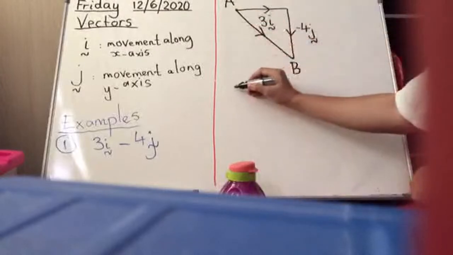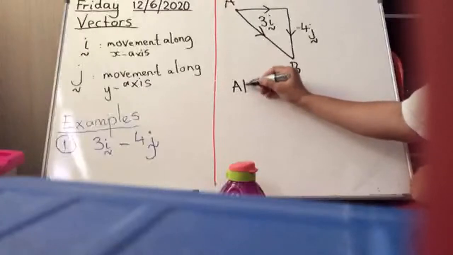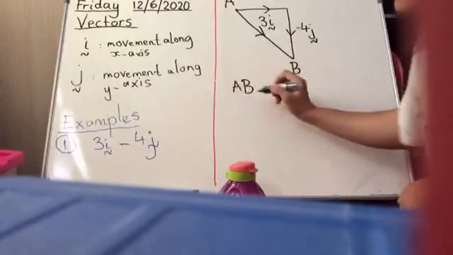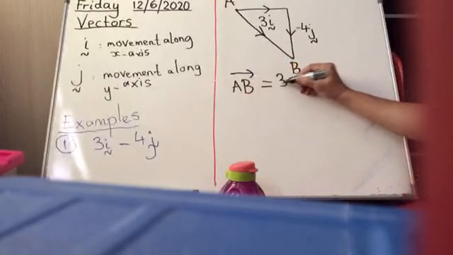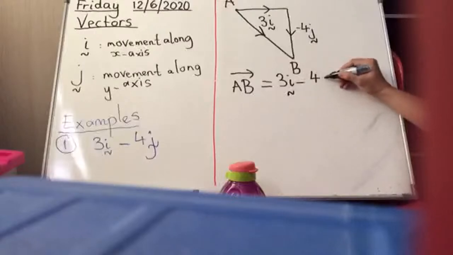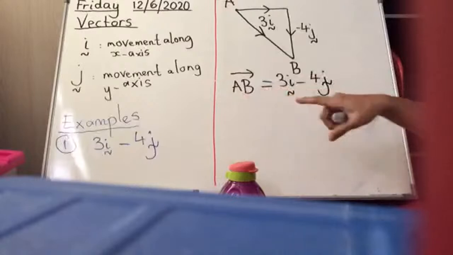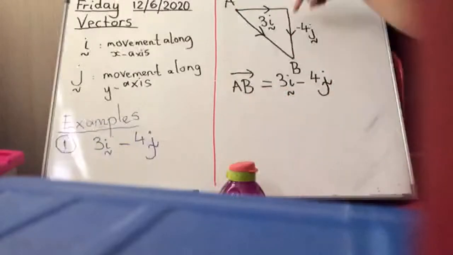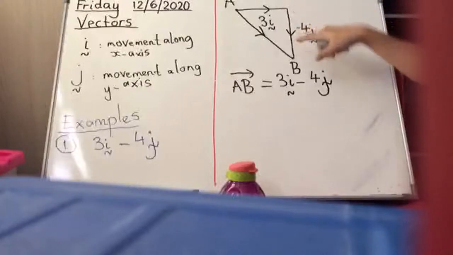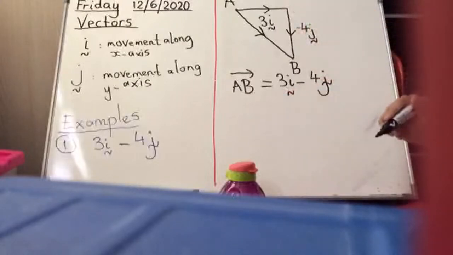The way to write it: this is vector AB, going in this direction. It is equivalent to 3i minus 4j. So this is how we represent vectors. Going to the right is 3i, going downwards because the negative is there. So this is 3i minus 4j.